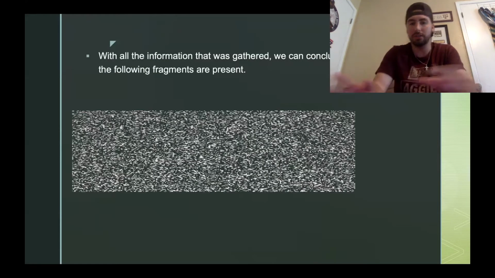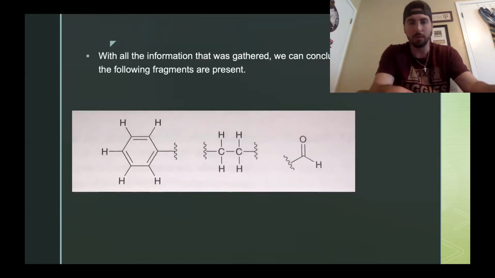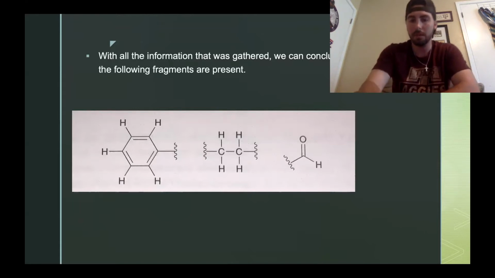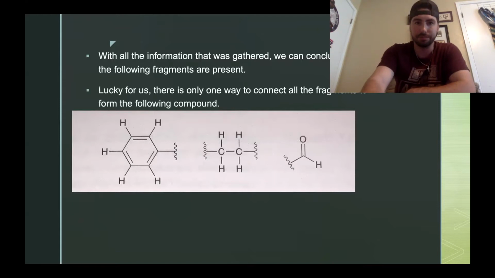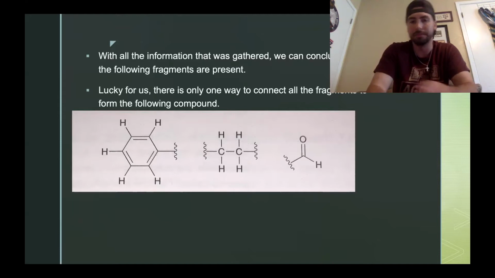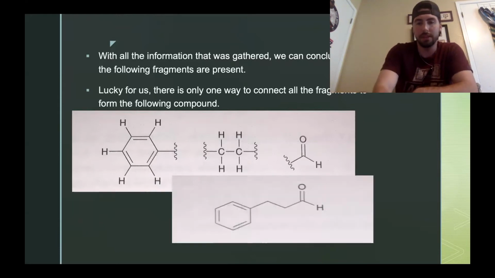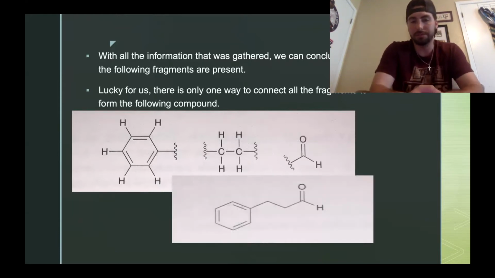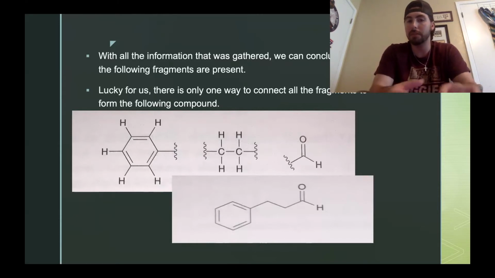So with all this information gathered, we can show each of the predicted fragments of the compound. And from here, we can put it together. Luckily, they only go together one way. There's only one way to put it. And that is this way, where the aromatic ring, the benzene ring, and the aldehyde are both terminal, and the 2 methylene groups are in the middle, connected to both.